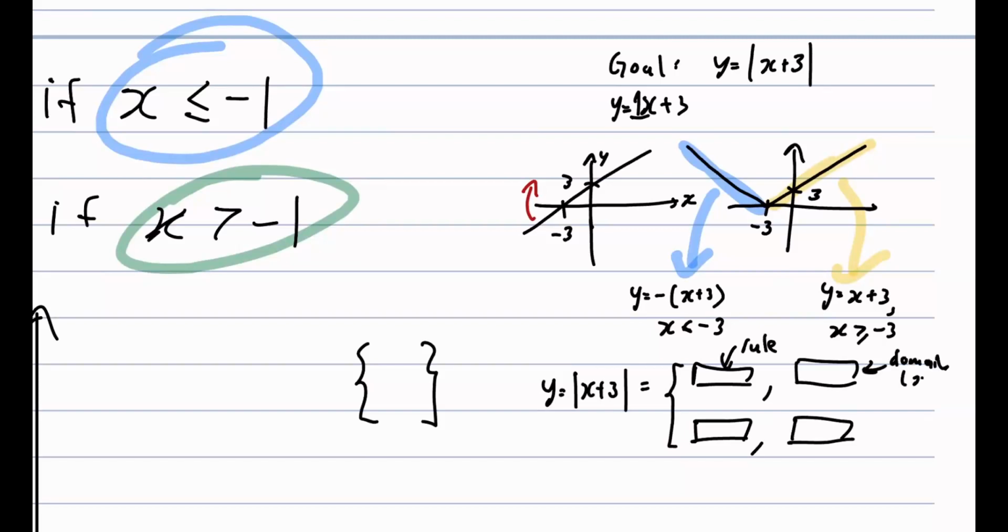So what's the rule here? It's the yellow piece, x plus 3. What's the domain? X more than or equal to -3. What's the other rule? Negative bracket x plus 3. What's the domain? X less than -3. Does it make sense? Okay, good. That's how you write down a piecewise function, piece by piece: the yellow piece and the blue piece.